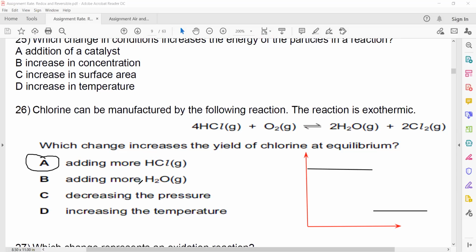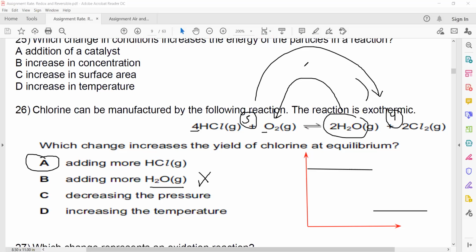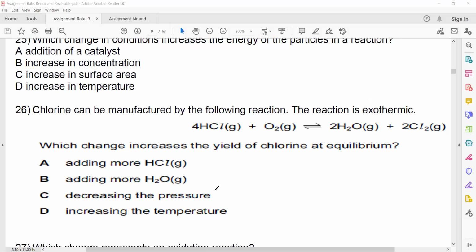Because look, I will discuss all the factors. If we add more water, equilibrium will shift towards the left hand side. So that's wrong. If we decrease the pressure, when you check the pressure, 4 plus 1 is 5 moles, and 2 plus 2 is 4 moles. So increasing the pressure shifts towards the right. So decrease in pressure will shift in the opposite direction. So that's also wrong. And increasing the temperature, because the forward reaction is exothermic, the reactant has more energy and the product has less energy. Increasing the temperature shifts it towards the left hand side.